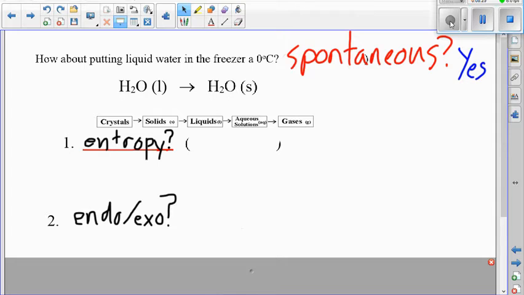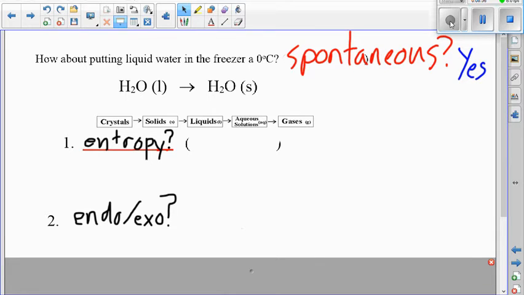Now, you might start it. So like I put the water into the freezer, okay? So I started it. I lit the candle yesterday. I started it. But if you don't have to do anything from that point on and the reaction still goes down, that's spontaneous. So here, I put the water in the freezer, and then I'm all done. Okay? That's why it's spontaneous, because this will occur without me having to continuously do something. Okay? All right, pretty good, pretty good.